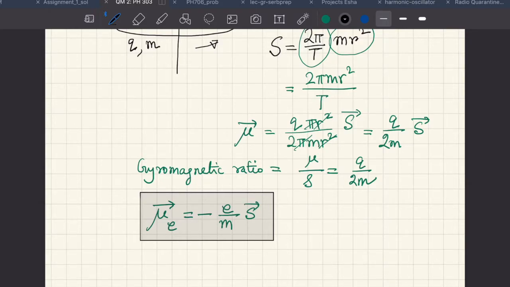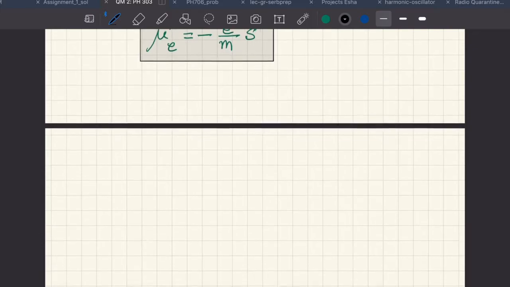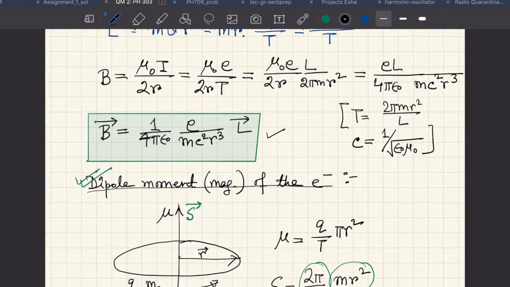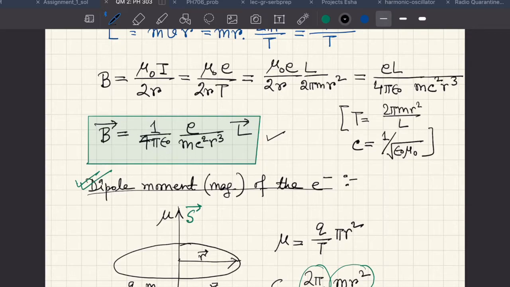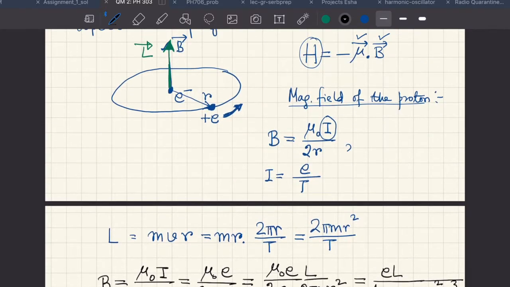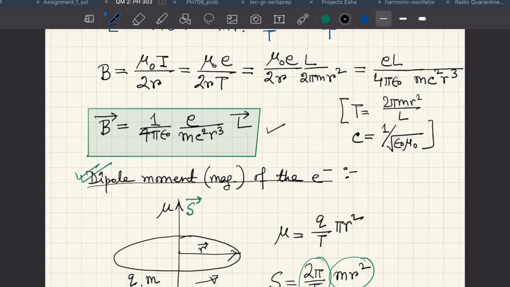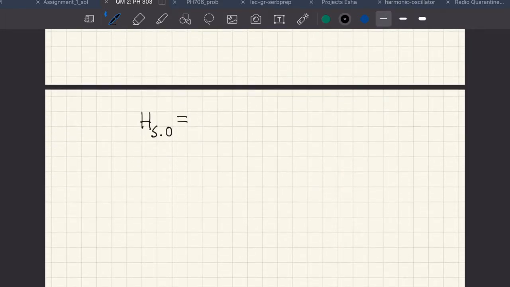But let us put all the things together at the moment and write down what our H spin-orbit is. Remember, H spin-orbit was -μ·B. This is what we started with, and then we individually evaluated what B should be and what μ should be, and now we are just going to dot the two of them.